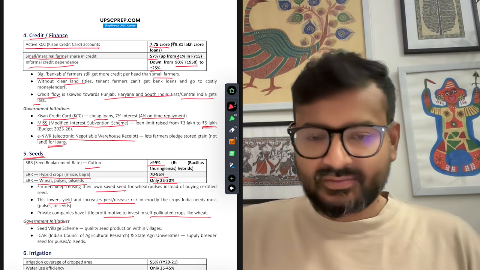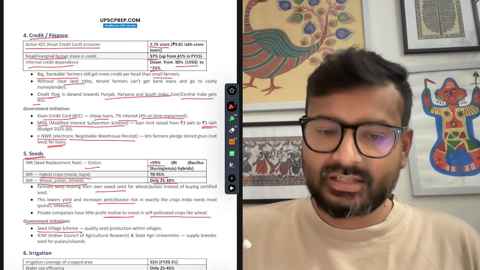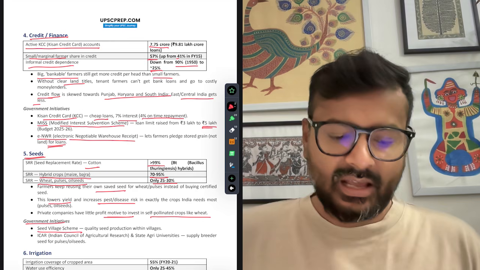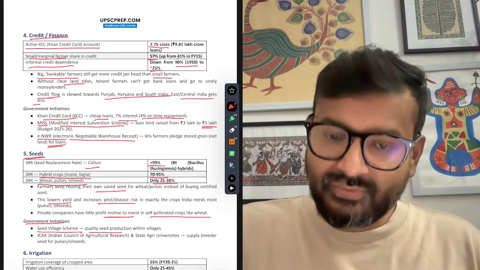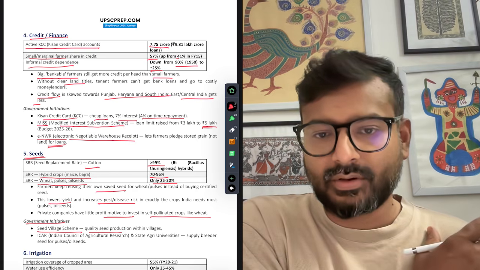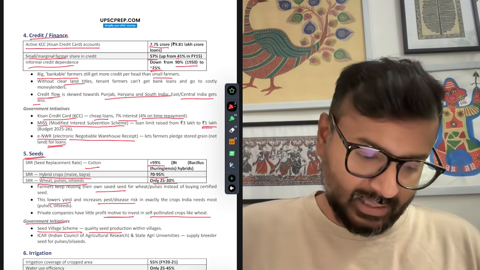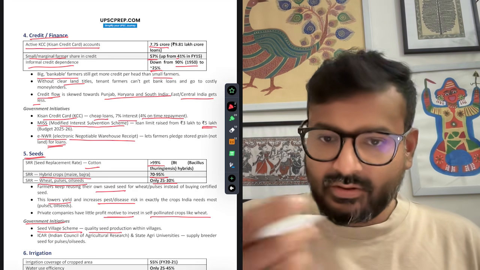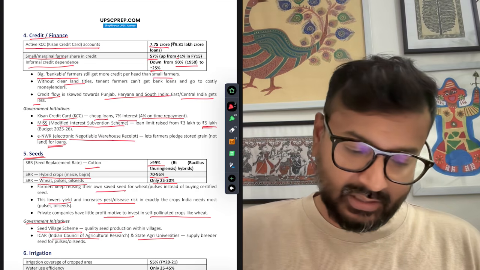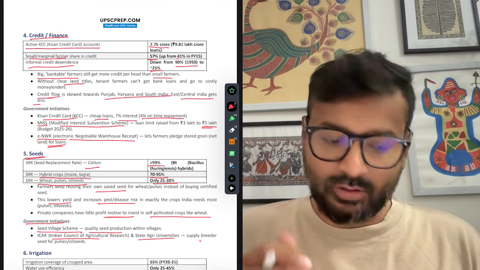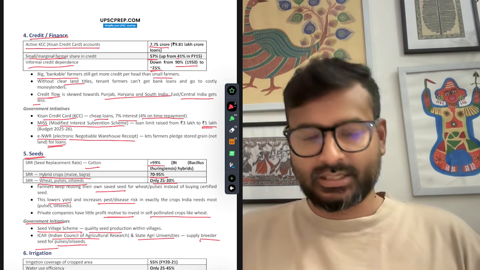What are some government initiatives here? There is one initiative, the Seed Village Scheme. In villages, particularly identified villages, quality seed production is done in those villages itself. So rather than producing seed somewhere else and transporting it to the villages, seed villages are being developed. Another initiative is, of course, that research institutions like the Indian Council of Agricultural Research and state agri universities are also supplying breeder seeds for crops such as pulses and oil seeds.